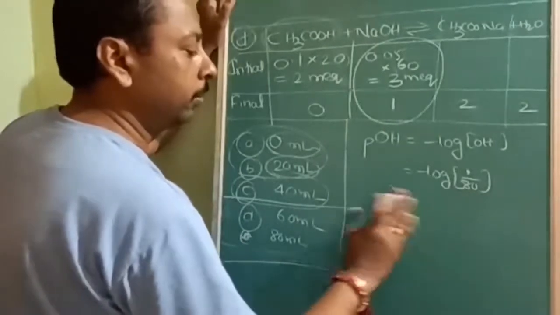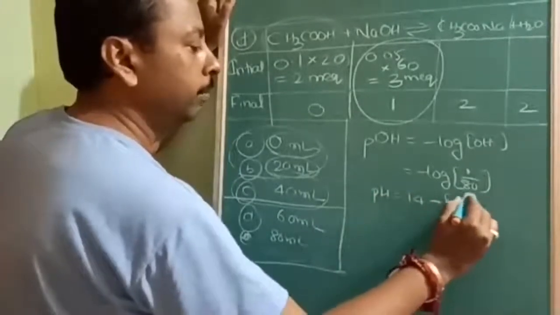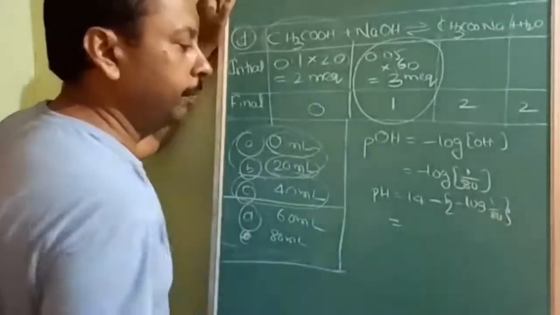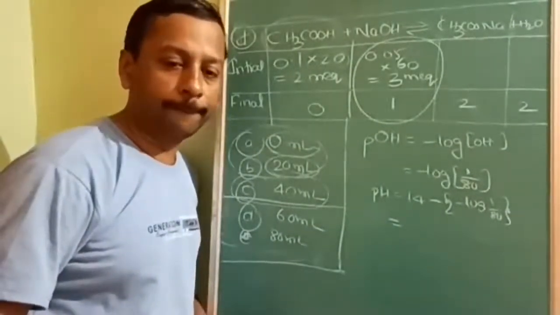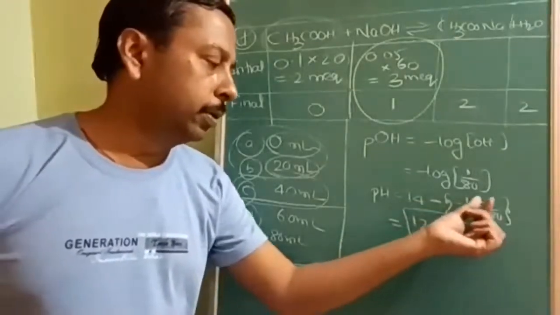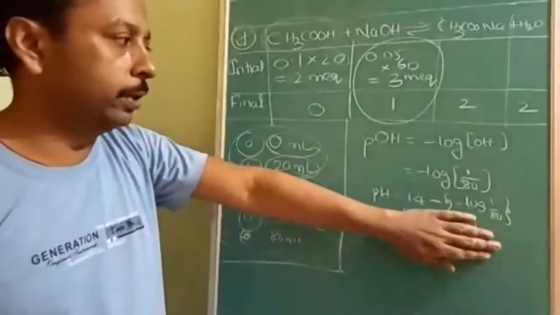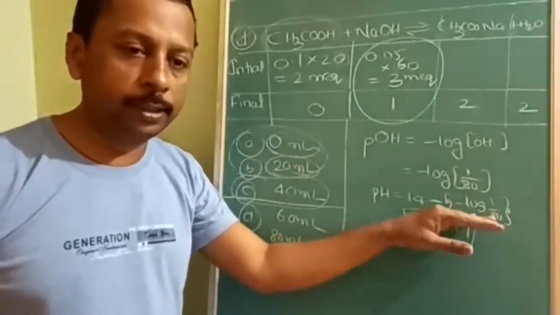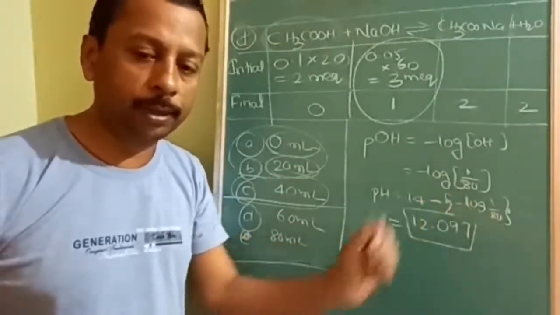Then pH is equal to 14 minus log 1 upon 80. Now you simplify, you will get the correct answer. Simplify this and tell me the answer. After simplifying, 14 minus log 1 upon 80 will be 12.097. Don't worry about this calculation. This part should be clear to you. Answer is immaterial, procedure should be correct. If you are having any doubt, you can ask me.